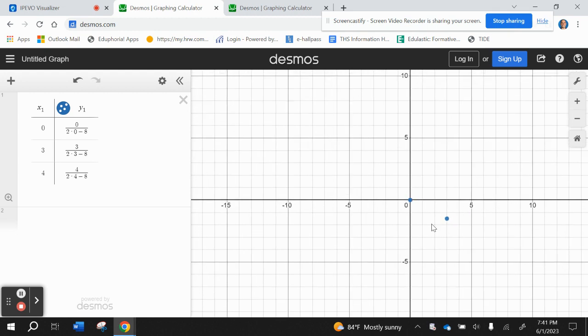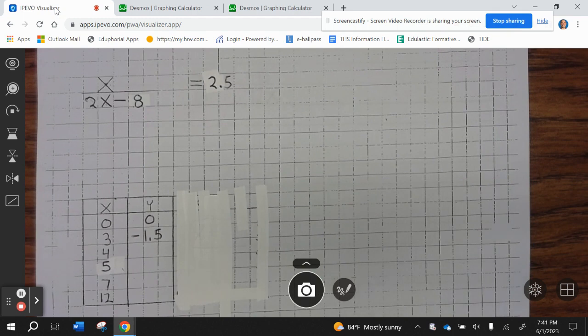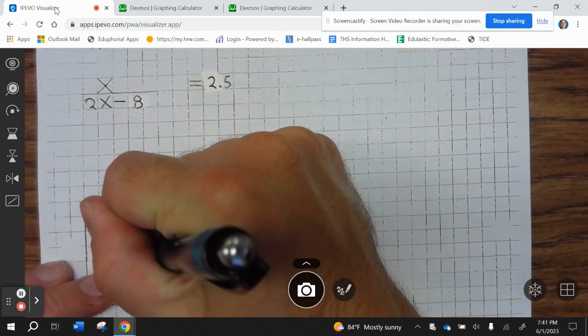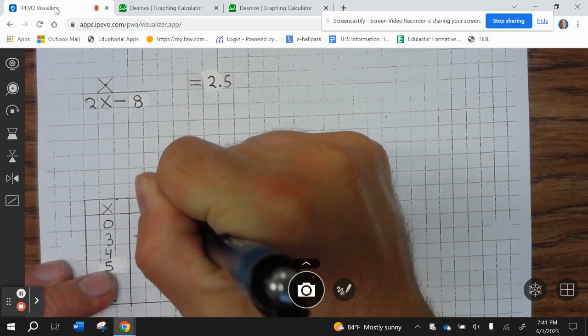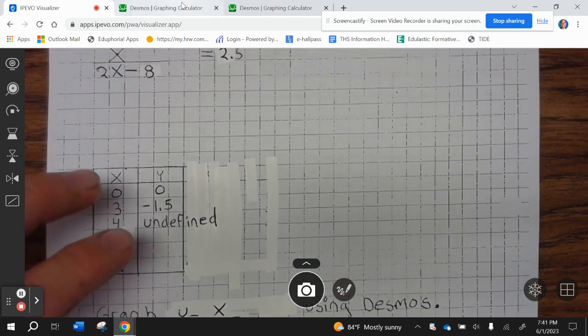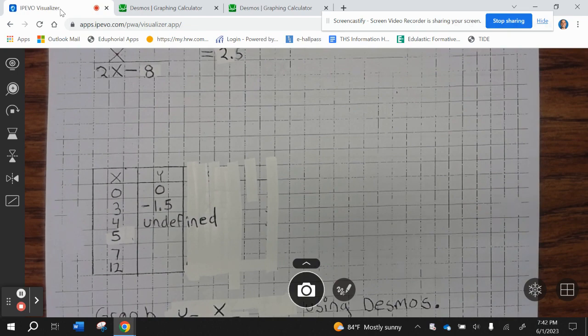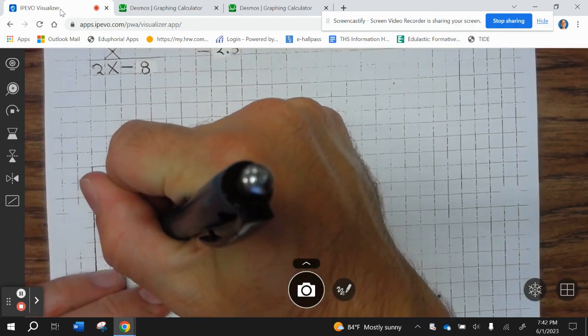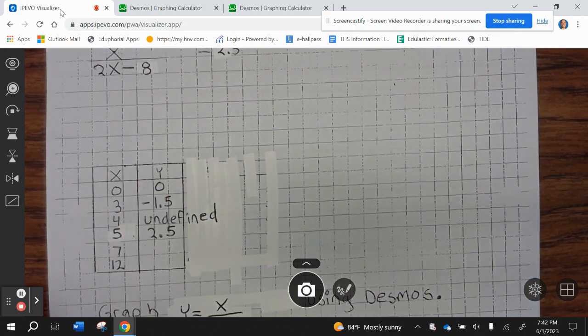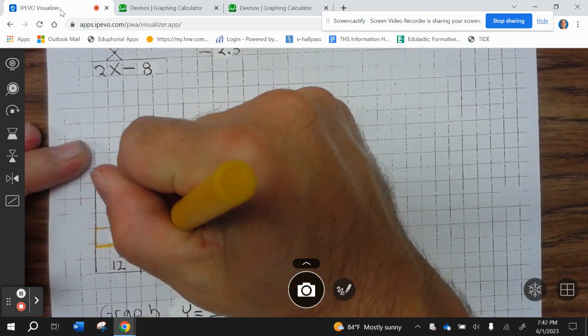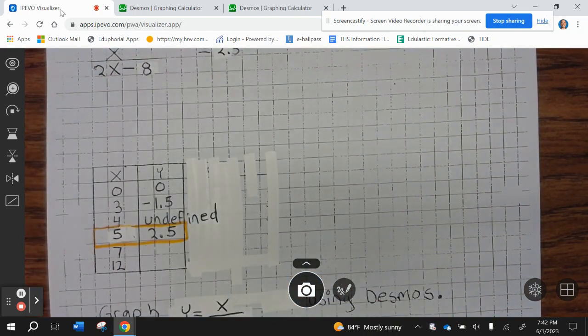Now, that point didn't show up because it's undefined. Undefined points don't show up. So now let's try 5. So 5 divided by 2 times 5 minus 8. We can see we get 2.5. So that is our solution. So x equals 5 is our solution.